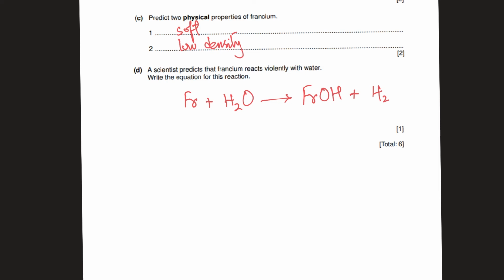And now balance the equation. You have 2 hydrogen ions coming from 1 water molecule. There's only 1 hydrogen ion, so we'll need 2 water molecules. And that will give us 2 francium and 2 francium hydroxides.